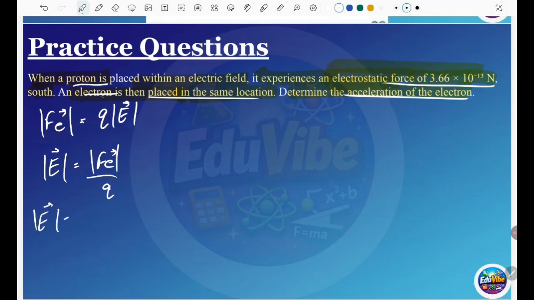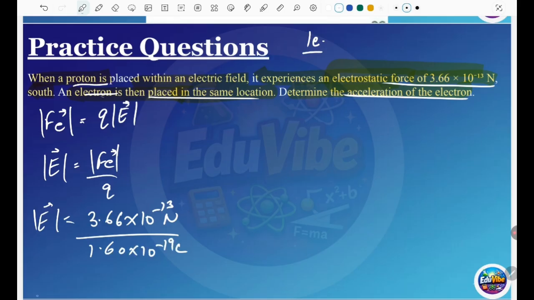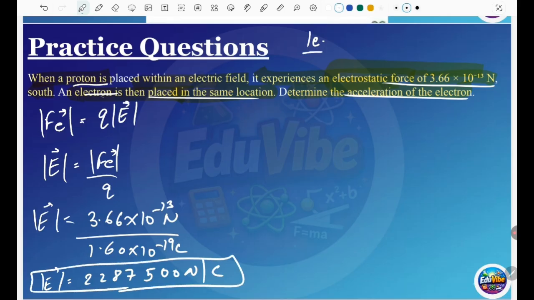So the electric field is equal to Fe, which has the value of 3.6 × 10^-13 newtons, divided by Q, the charge of the proton. Q of the proton is 1e, which means the elementary charge, 1.60 × 10^-19 coulombs. From here you can find the electric field, and you get 2287500 newtons per coulomb. That's the electric field of the proton.